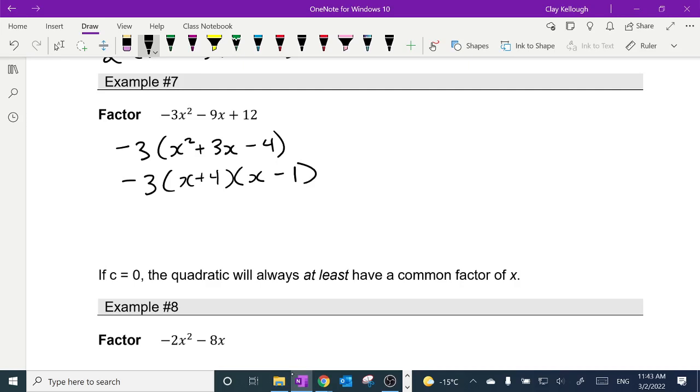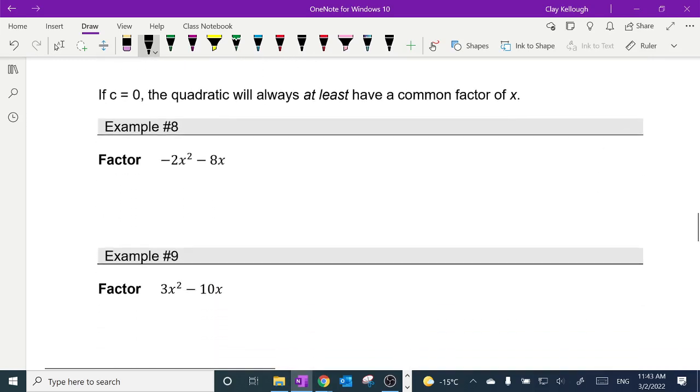That takes us to what happens if we're factoring ax squared plus bx plus c and c is 0.